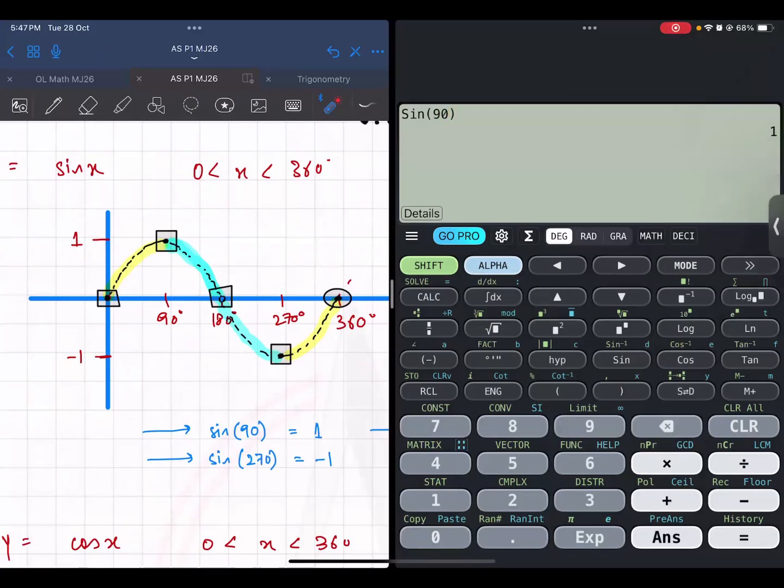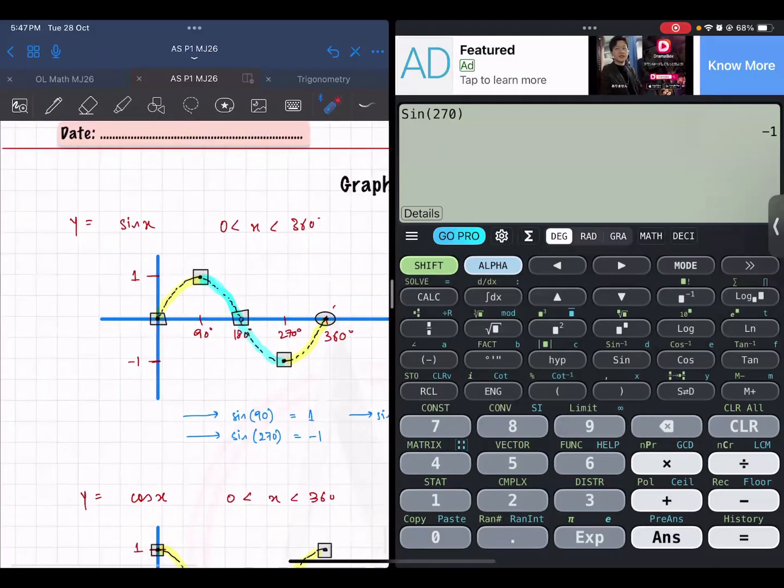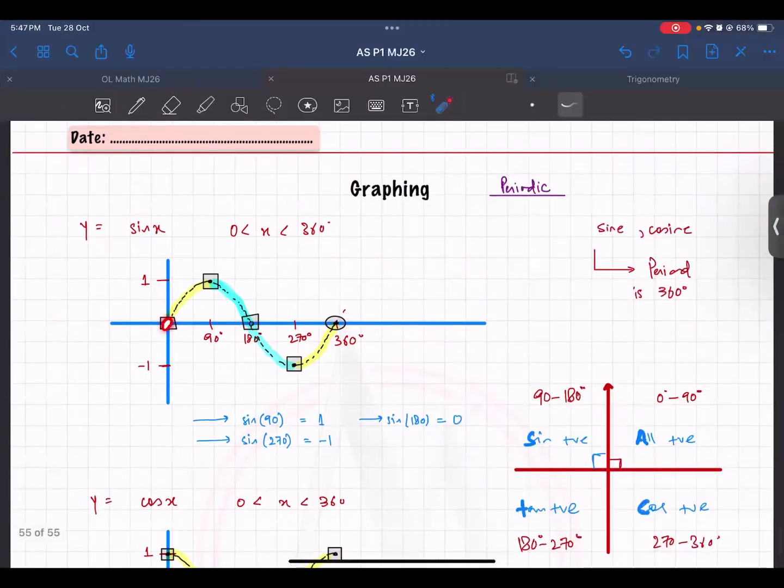Similarly, sine 270 is -1. So the calculator also follows this graph. Okay, so these are the 5 points. These points are very important: 0, 90, 180, 270, 360. These can give you special points which you can then plot and then join them to get a smooth curve.